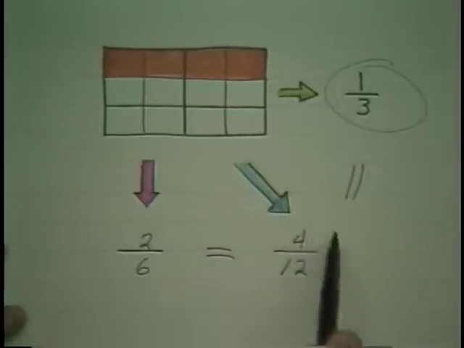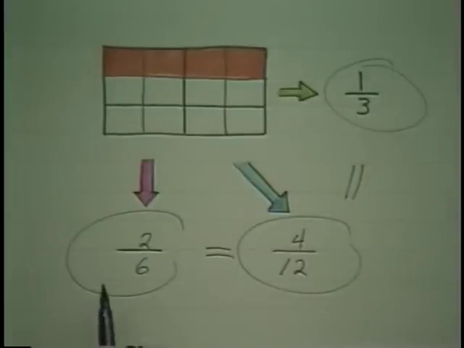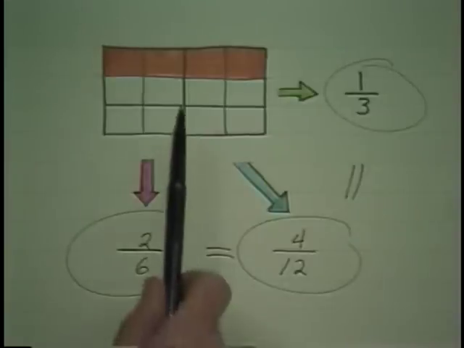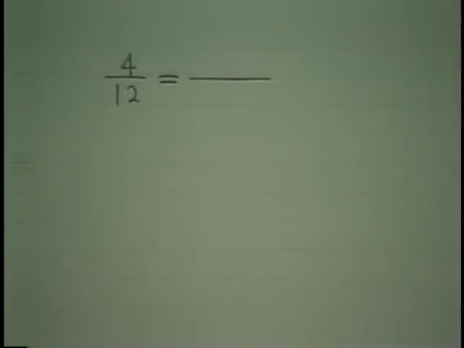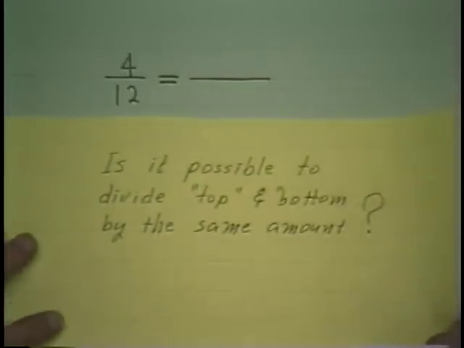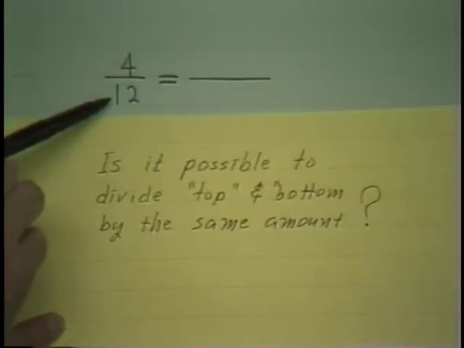If that's the case, then it appears that we could continue this process indefinitely and in fact have millions and millions of forms of exactly the same number. And that's exactly the case. But then how are we to tell that these are all really the same number? Let's look at this form for just a moment. Here we have the 4/12. Is it possible to divide both top and bottom by the same amount?